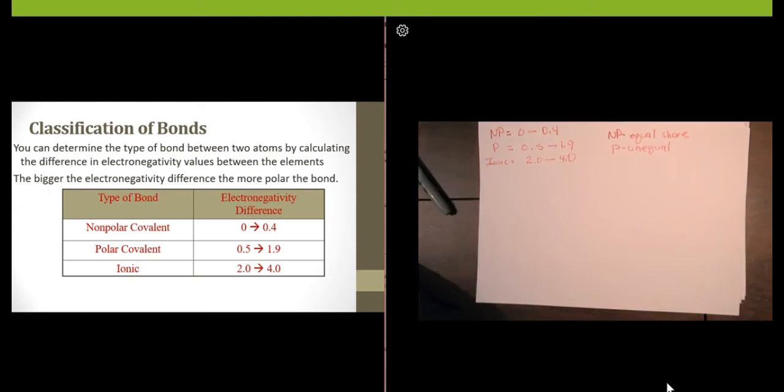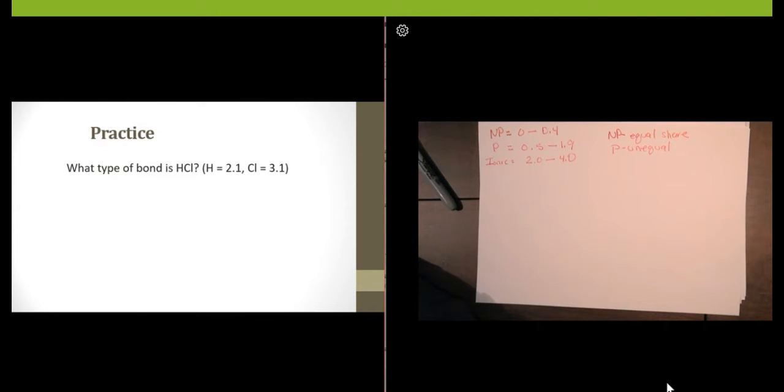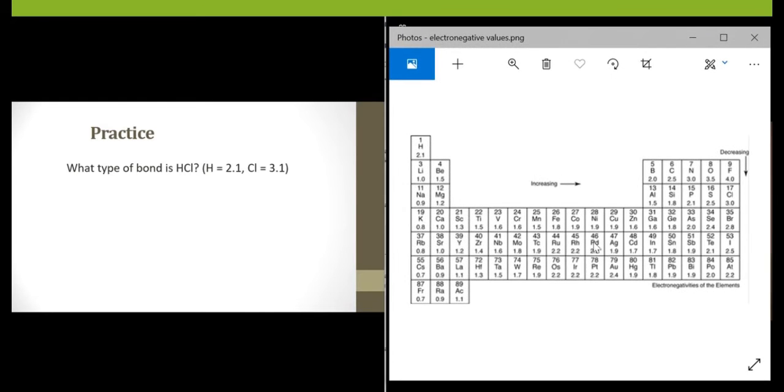Okay, you ready? All right, so let's look at this. Now I want to show you here for a second. This is the chart. If you look here at the numbers, hopefully it's big enough that you can see them. These numbers here are the electronegativity numbers. And remember that fluorine has the highest electronegativity. Everything else has a lower one.